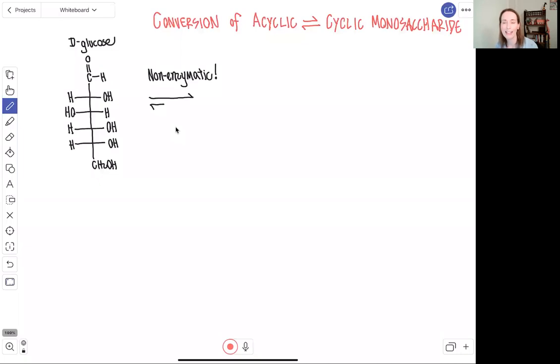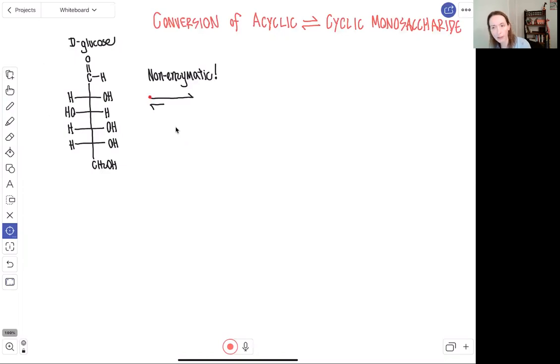It's just something that's going to occur in solution. So when a sugar is in solution, such as the solution of the cell, it's going to reach an equilibrium between the cyclic and acyclic forms. And we can take a look at that now in a bit more detail. So as an example to get us started of the conversion between acyclic sugars and the cyclic monosaccharides, we're going to use our old friend, D-glucose. And in this non-enzymatic process, what's going to happen is that we are going to reach an equilibrium.